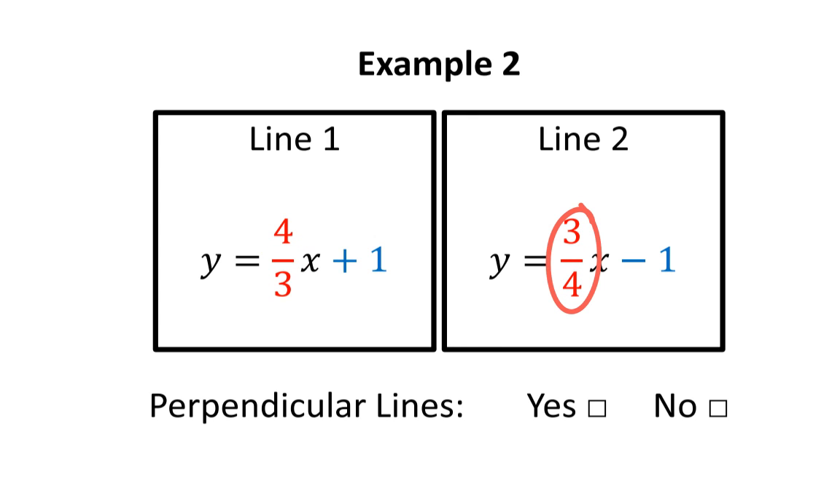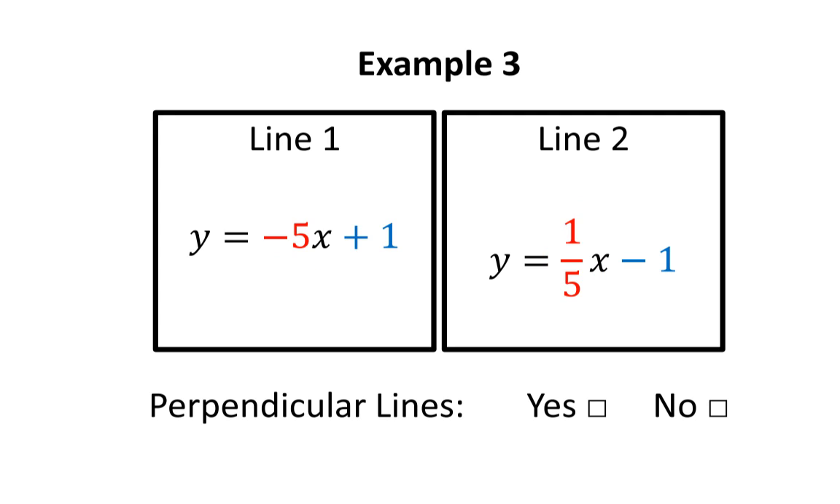But both of these slopes are positive, so that means they are not negative reciprocals, so they are not perpendicular lines. In our third example, the equation of two lines have been given. We need to determine if they are perpendicular lines. That means we need to take a look at their slopes.